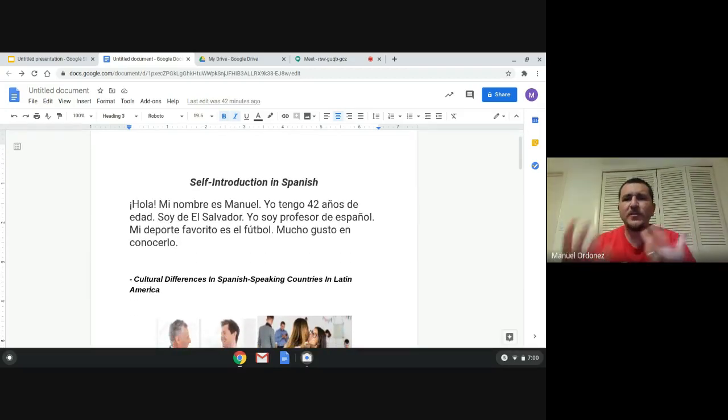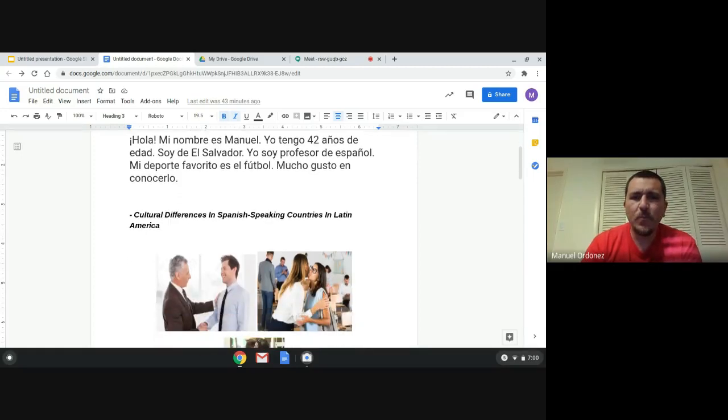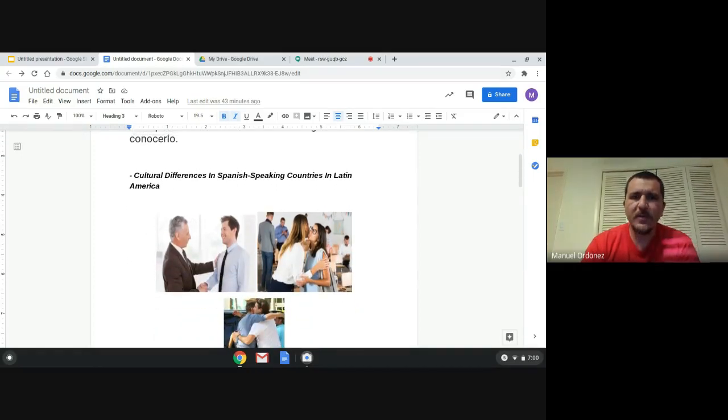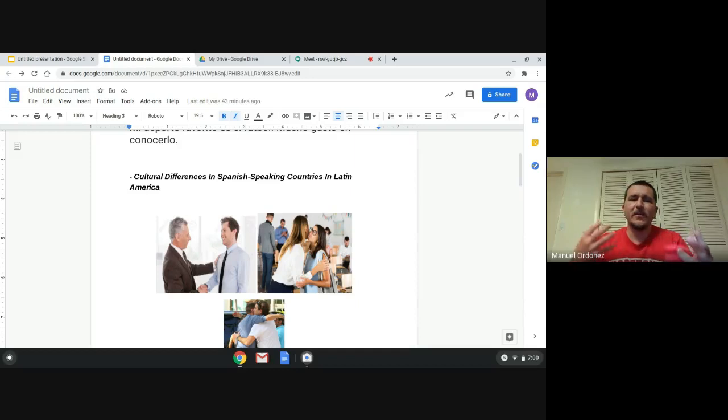When you introduce yourself in Latin American countries, it's a little bit different. Greeting people is a little bit different than in the United States. In the United States, usually when we introduce ourselves or greet someone, we shake hands, right? That's the most common greeting when you meet people in the United States.